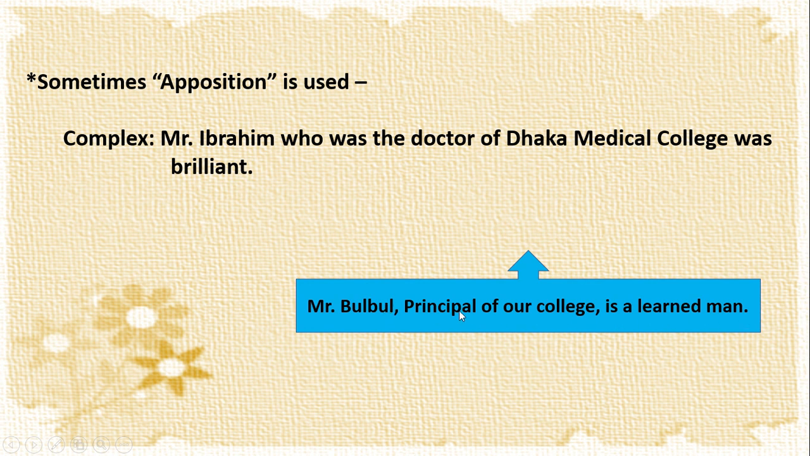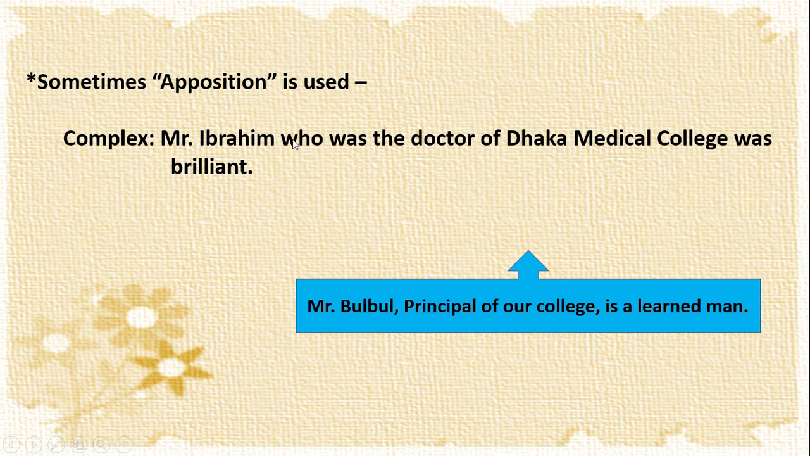Look, Mr. Bulbul, principal of our college, these two nouns sit side by side, and these two nouns indicate one person, the learned man. So, principal of our college is the appositive of this person, Mr. Bulbul. That means it is the appositive of the first noun. In the same way, if a complex sentence is given: Mr. Ibrahim, who was the doctor of Dhaka Medical College, was brilliant.